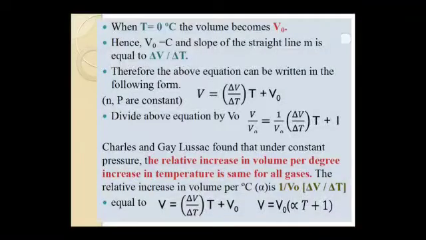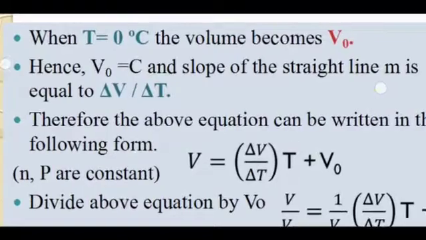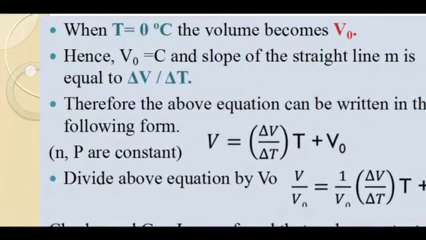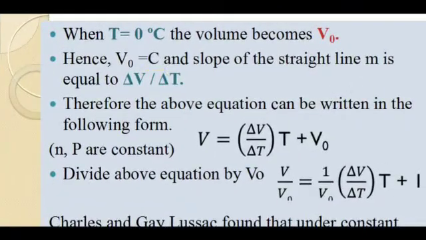Now we move to the calculation with the formula V is equal to mT plus C. If T is equal to 0 degree Celsius, the volume becomes V naught. Hence V naught is equal to C. How? V is equal to mT plus C, T is equal to 0 degree Celsius, so m into 0 is also 0. So V is equal to C. That is, V naught is equal to C.